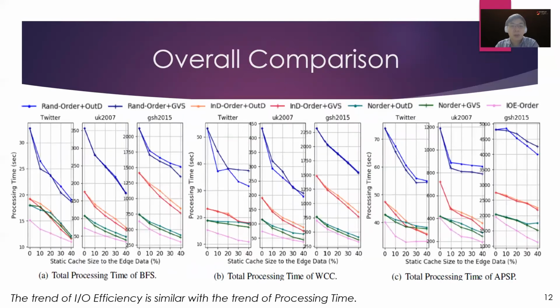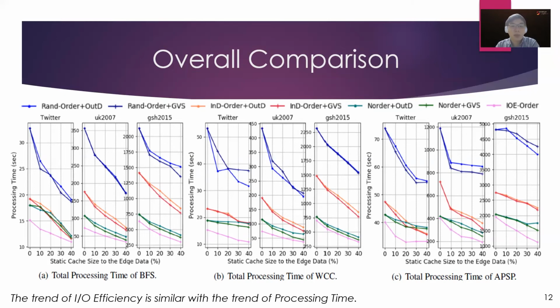And this slide shows the overall comparison, and in particular we test on 3 BFS-like algorithms, which are the breadth-first search, the BFS, the weakly connected component, the WCC, and the all pairs shortest path, the APSP. And the x-axis indicates the size of static cache, and the y-axis shows the processing time. Since the trend of the IO efficiency is similar to the trend of the processing time, we skip the figure of the IO efficiency in this slide due to the time limitations.